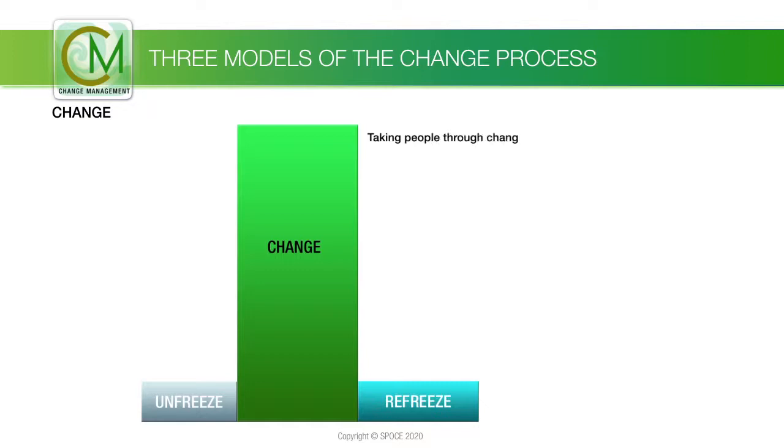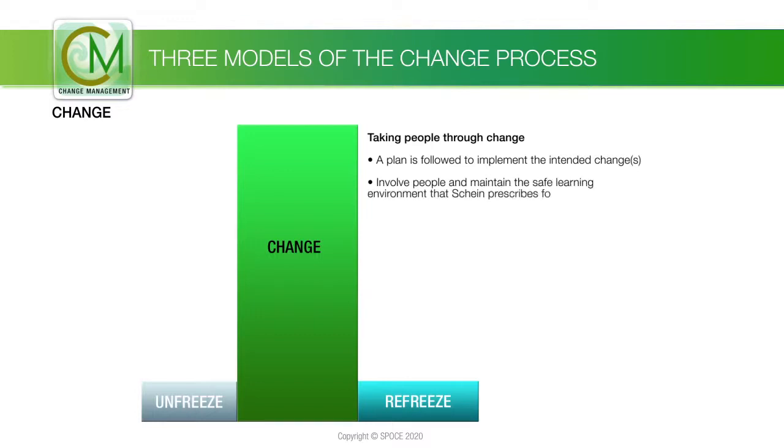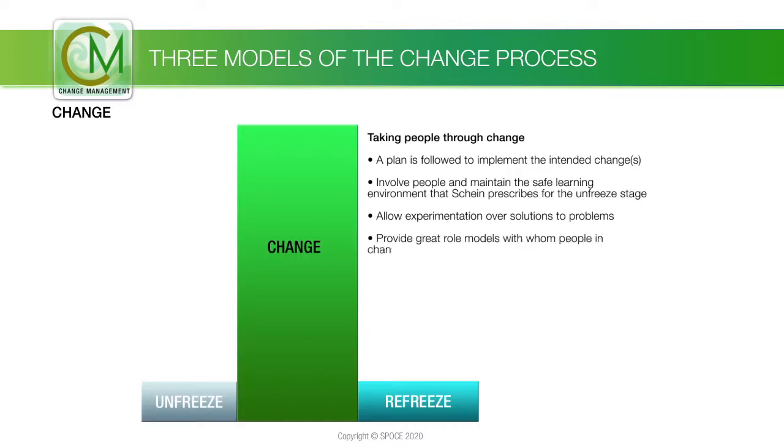The second stage of Lewin's model is change, and in this stage Lewin suggests whilst taking people through a change, a plan is followed to implement the intended change or changes. Involve people, and maintain the safe learning environment that Shine prescribes, in the unfreeze stage. Allow experimentation over solutions to problems. Provide great role models that people in change can identify with.